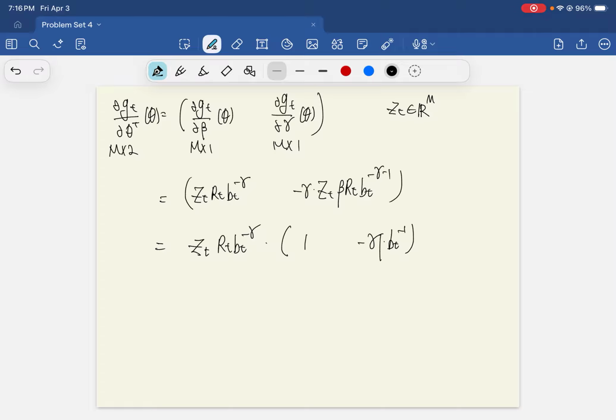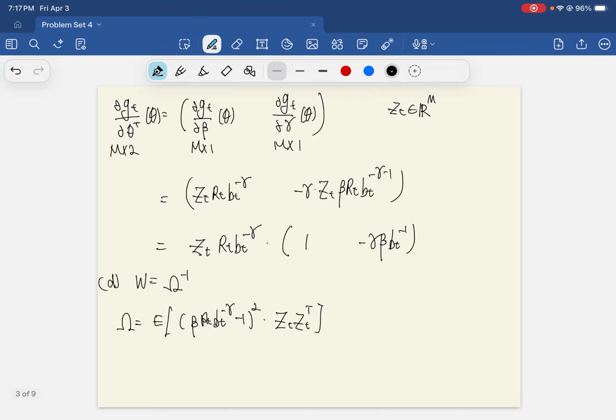Beta. Beta again. So this is another form, but it does not help to simplify what we do. Okay, then let's think about T. How can we construct the optimal weighting matrix? The optimal weighting matrix is omega inverse, but omega was very weird. It was beta rt bt minus gamma minus 1 square times zt transpose. Okay, we have to utilize this form.